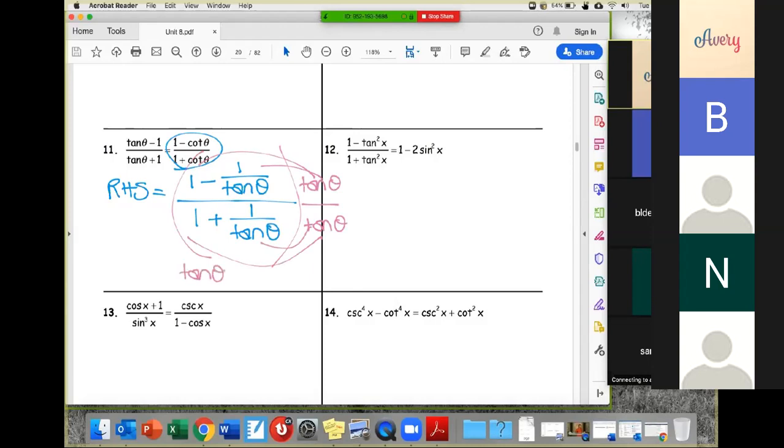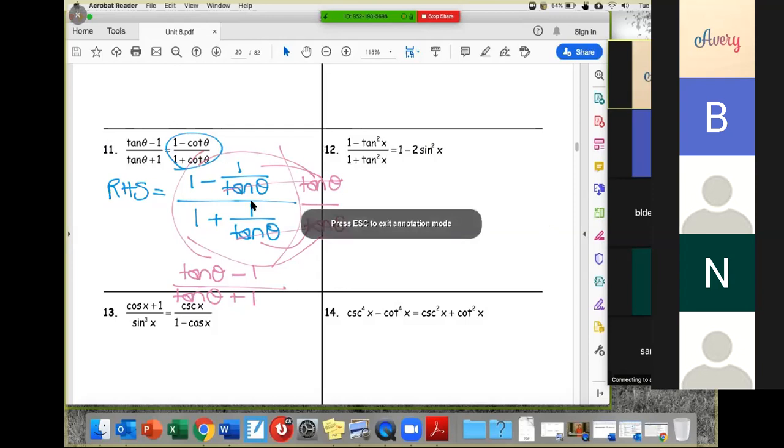Tangent theta, on the second one, the tangents will cancel, so I have -1. On the bottom, it'll be tangent theta. The second one, the tangents will cancel, give me +1. Okay. That one, if you try to change it to sines and cosines and all that business, it makes life very, very difficult. Trust me, I tried.